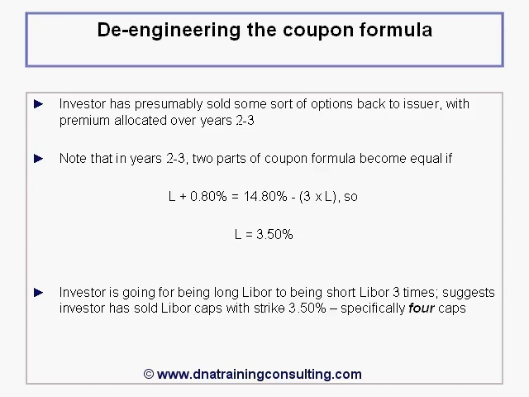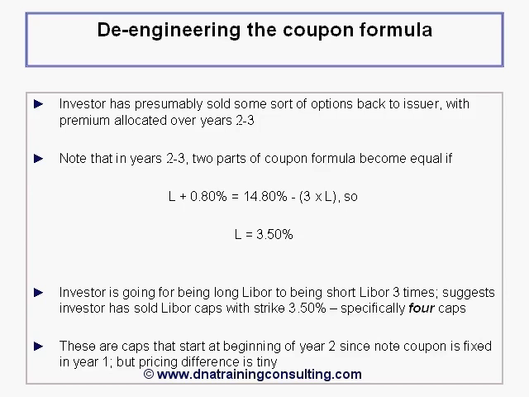We need to be a little careful here and recognize that these caps are, to be very accurate, silent in year 1 and therefore active only in years 2 and 3. What we would be calling normally forward starting caps. Since the note's coupon in year 1 is fixed and falls completely outside the scope of the complex coupon formula for years 2 and 3.